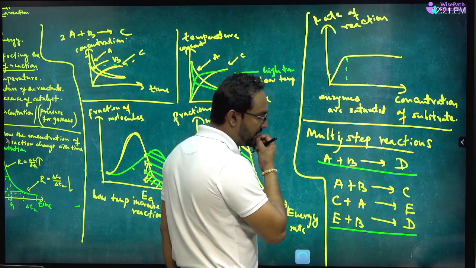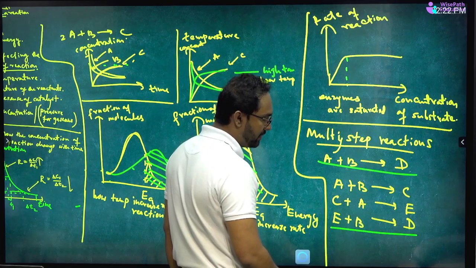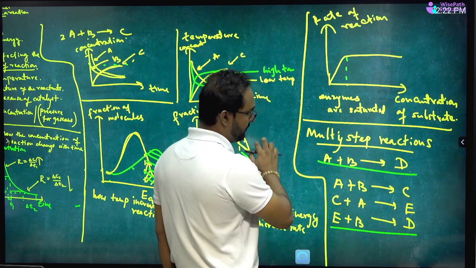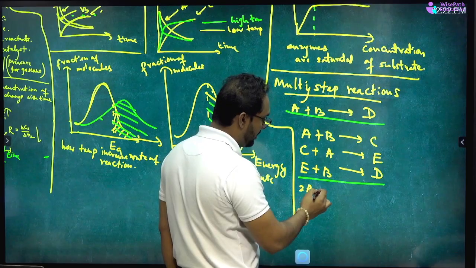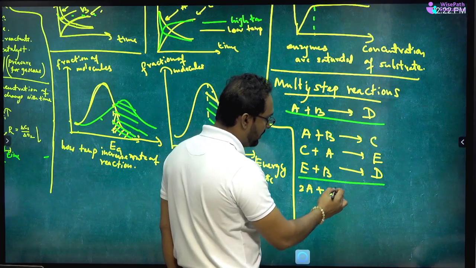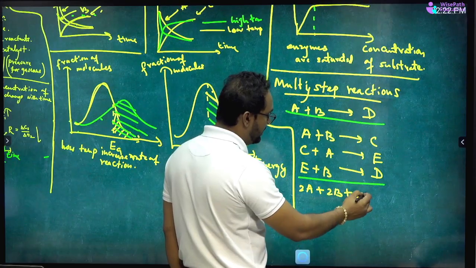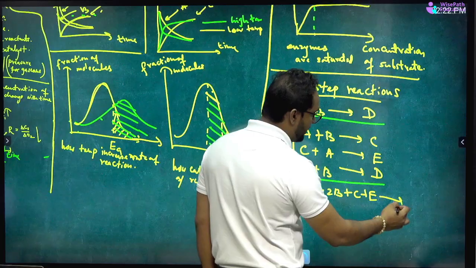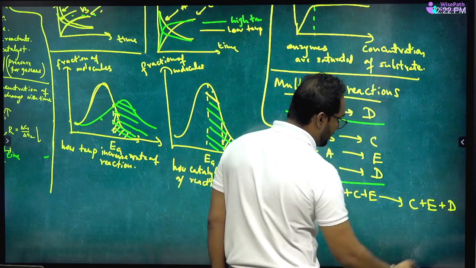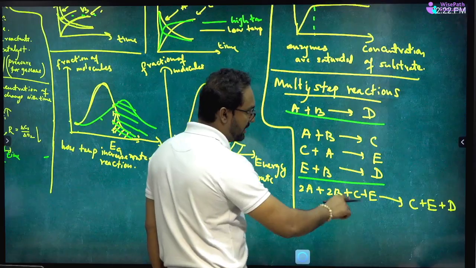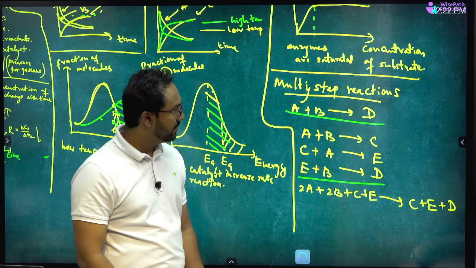If I want to take the total reaction, I have to add all of them together, right? So if I add all of them together, how many A's are there? A, A. Two A's are there. Plus, how many B's are there? Two B's are there. How many C's are there? One C is there. How many E's are there? One E is there. So in the product side, one C, one E, one D, right? So there's C and E in the product and reactant side.